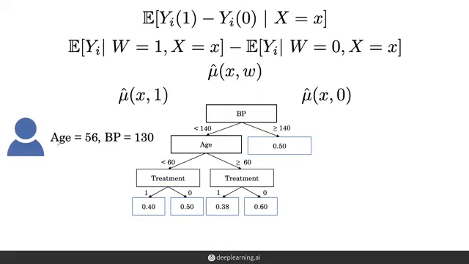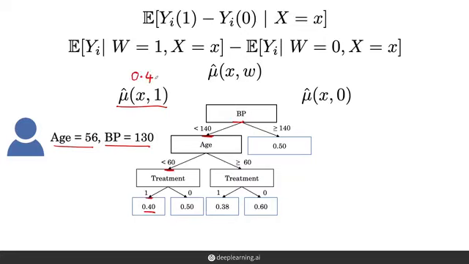For this patient with age 56 and blood pressure 130, we can first find their expected outcome with treatment to get mu hat x, 1. So we first go down the blood pressure branch. We see that their blood pressure is smaller than 140 and their age is smaller than 60. We're now looking at the treatment arm, so our treatment is set to 1 and our estimate is 0.4.